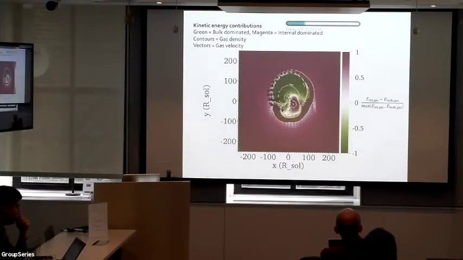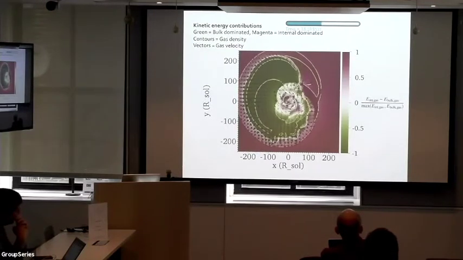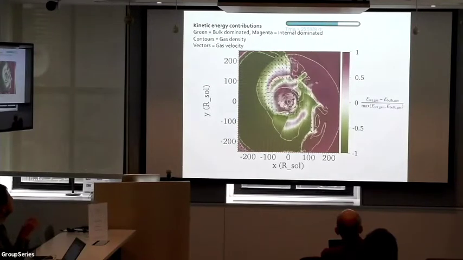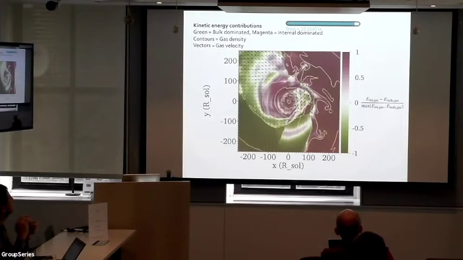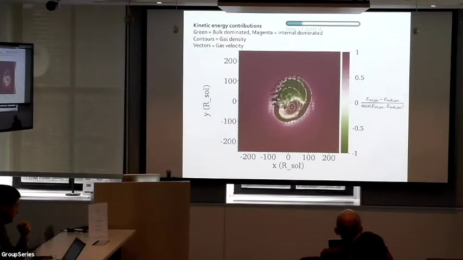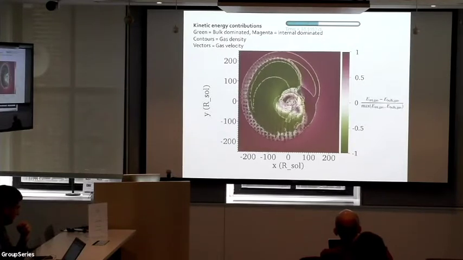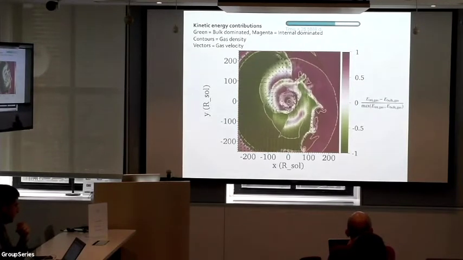This is showing the green as bulk kinetic energy dominated, and the magenta as internal energy dominated. You can see that the material that flows out during the plunge-in is supersonic. If you plot the Mach number, it matches up pretty well. The material on the inside that's being churned, in what you call the slow spiraling phase, remains thermalized.